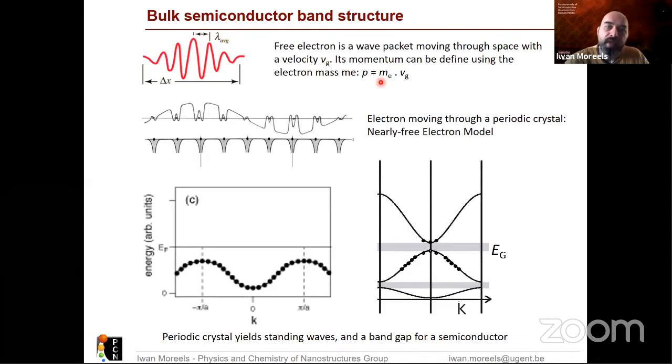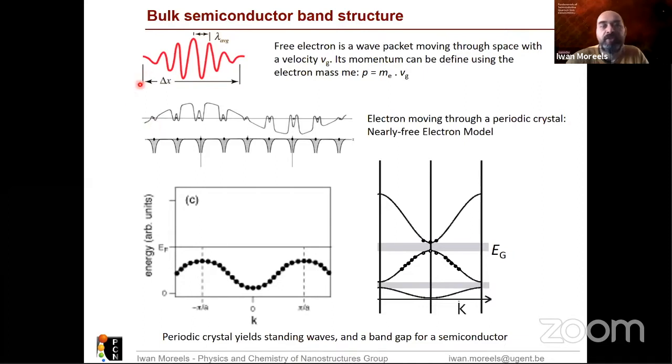Now, when you move from free space to a semiconductor bulk crystal, the behavior of electrons moving through that crystal can be described in a fairly similar fashion. However, the periodic crystal itself, and more specifically the interactions of the electron with the periodic atoms here depicted in a linear chain, make it change its behavior a little bit in a way that we can say that it moves like a nearly free electron.